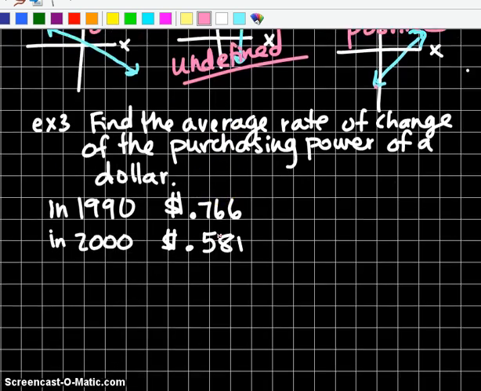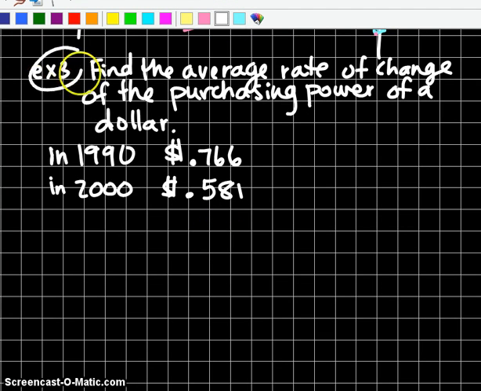Our last example of this video is using rate of change. Our situation is find the average rate of change of the purchasing power of $1. And in this scenario, let's say that this is actually based on 1982. So in 1982, you have $1. This information is telling us in 1990, your $1 now only buys you 77 cents worth of stuff. So the value of the dollar has decreased. That's what happens when there's inflation. And in 2000, the 1982 dollar could only buy 58 cents worth of stuff. So they want to find what's the average rate of change from 1990 to 2000.